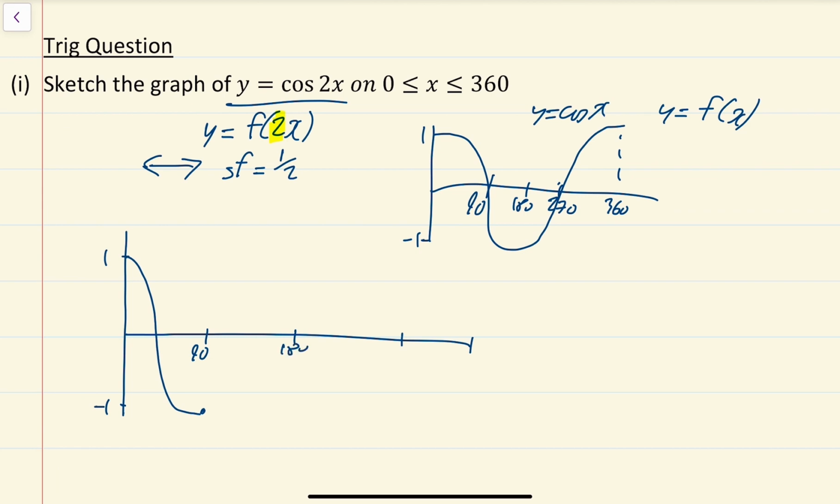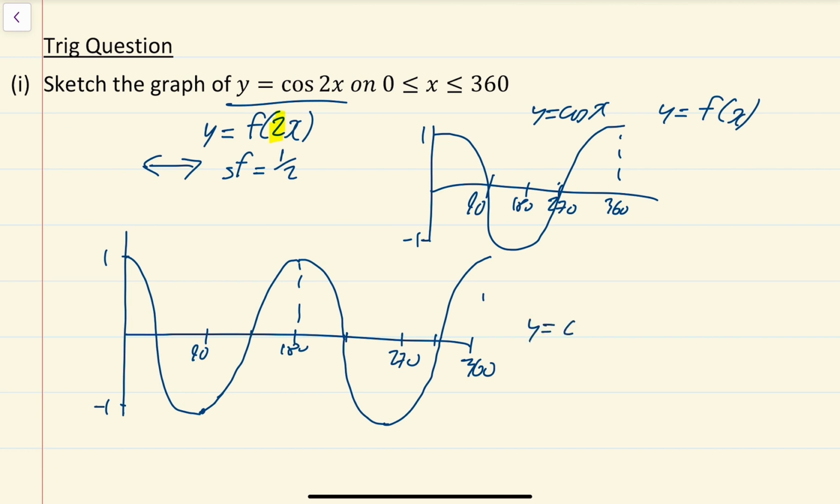Likewise, it will complete its cycle in 180 degrees instead of 360 degrees, and then just continue that on along. There's 270, and this goes back up, and that's 360. So y is equal to cos of 2x has been drawn.